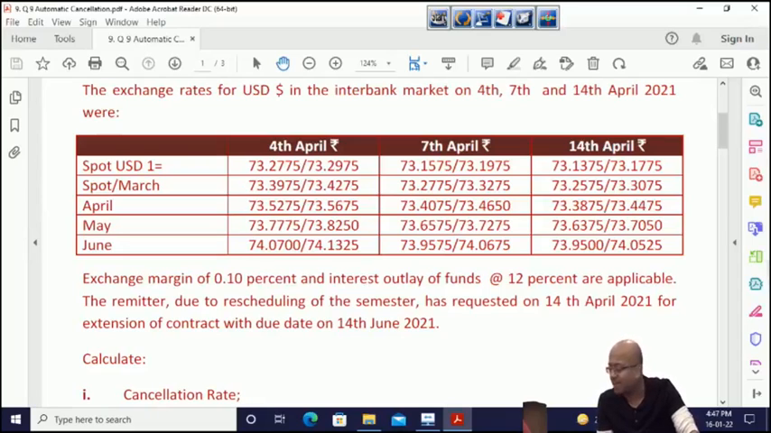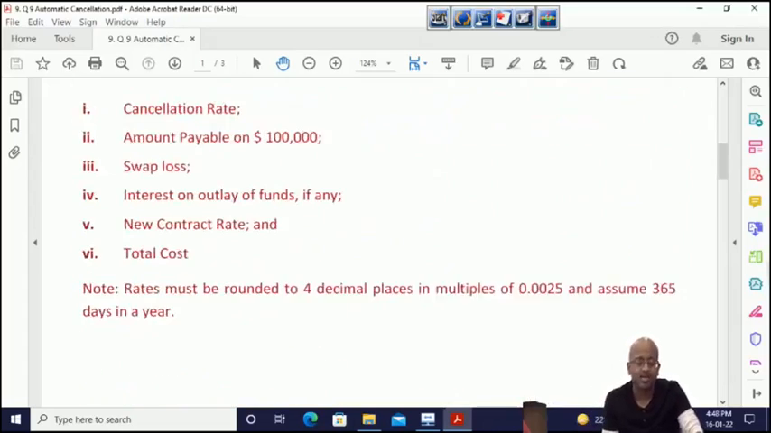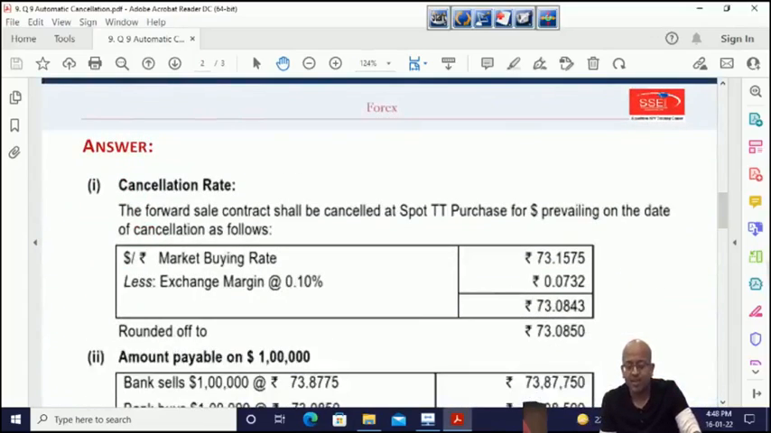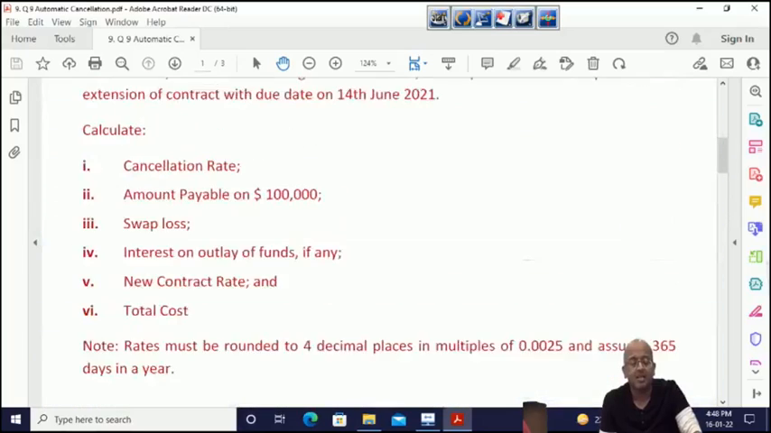So what are we getting? Please check. I think it's coming to 73.0843. Let me check the institute's answer. So 73.1575 minus 0.1% is 73.0843, rounded off to 73.0850. Perfect. You round it off to 4 decimal places, to the nearest multiple of 0.0025. So 73.0850 is the answer.